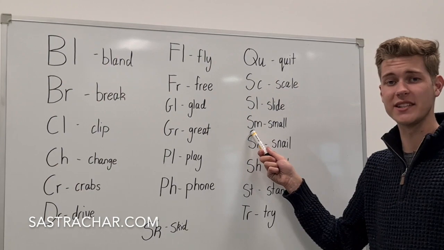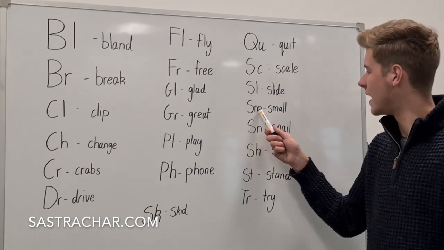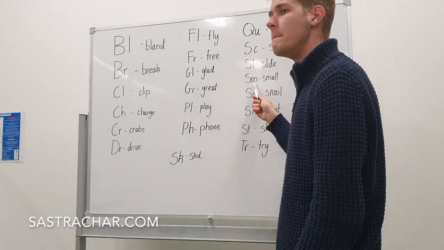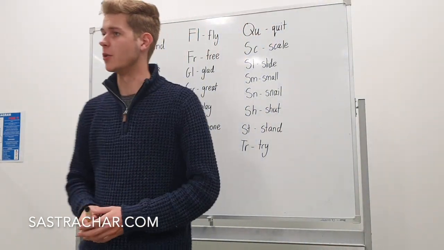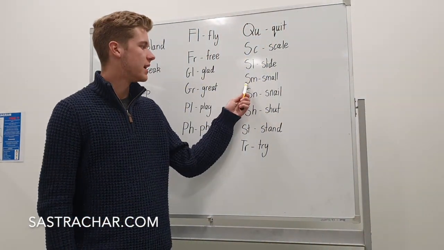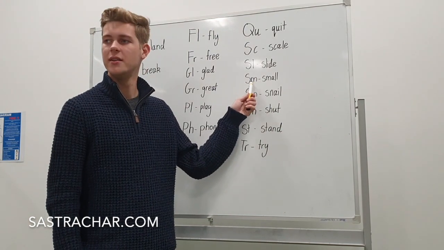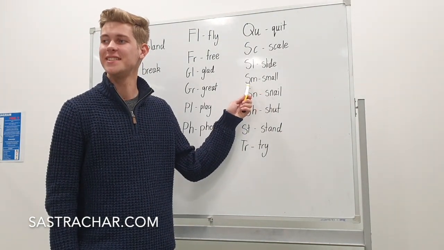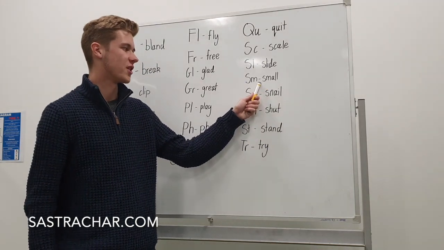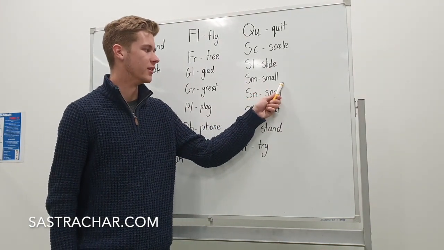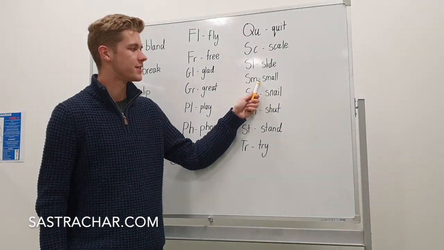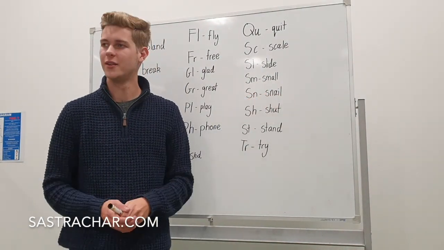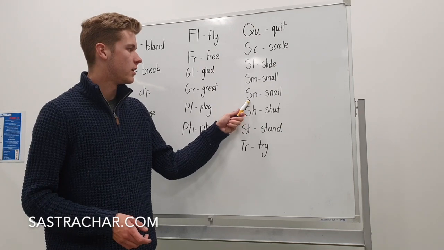We have an S once again, S, and an M, M. Whenever there's an M, it goes M. Sm. We've got a word to go alongside that. Small. A and an L go together to make all. Small. Cool, alright. How about this one here?